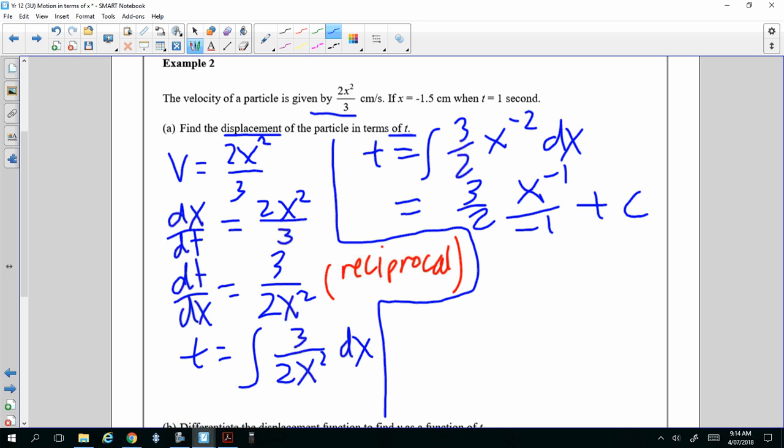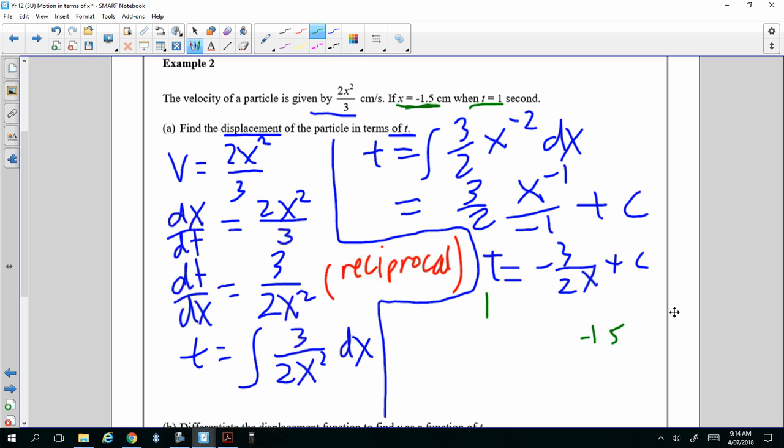And then we have to find c. So we get negative 3 over 2x plus c. This is t still. And once you do that, use the fact that when t is 1, x is negative 1.5. Substitute t equals 1 into t, substitute negative 1.5 into x, then you can find c.